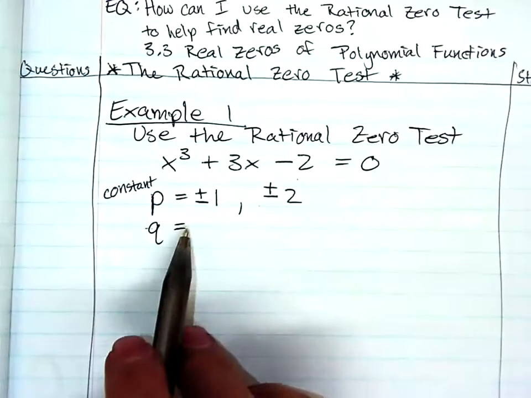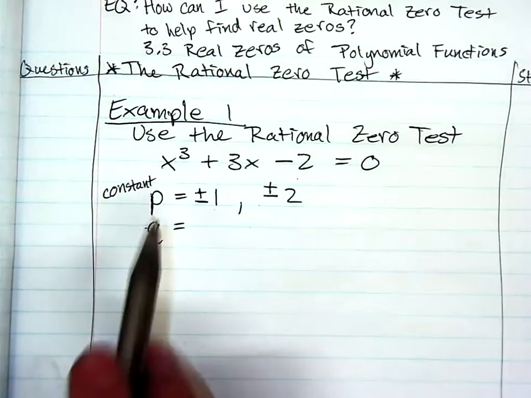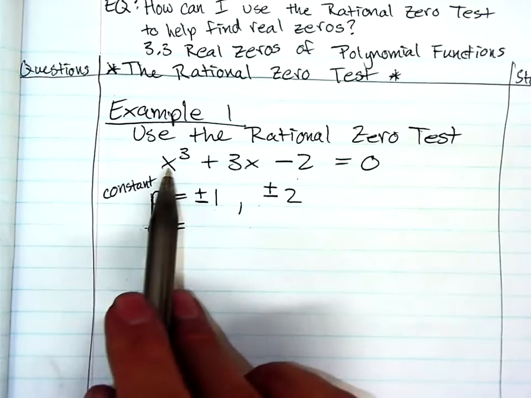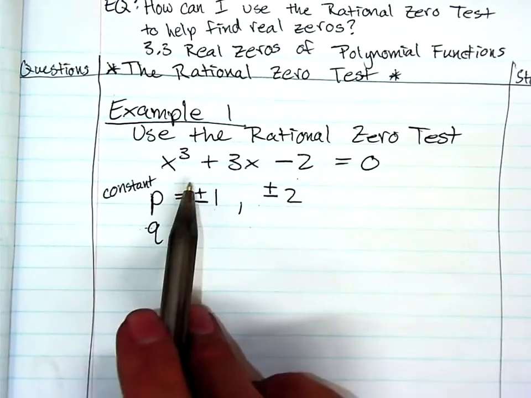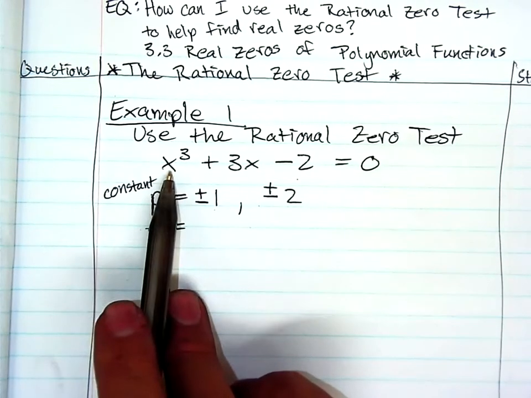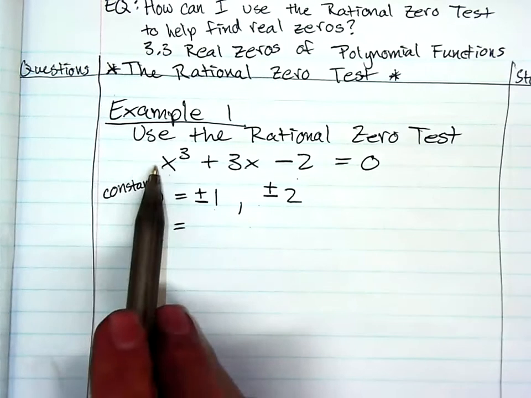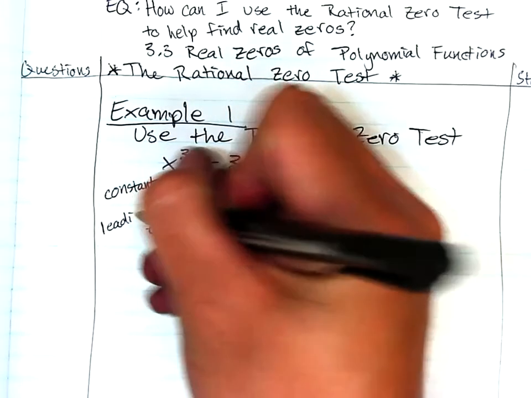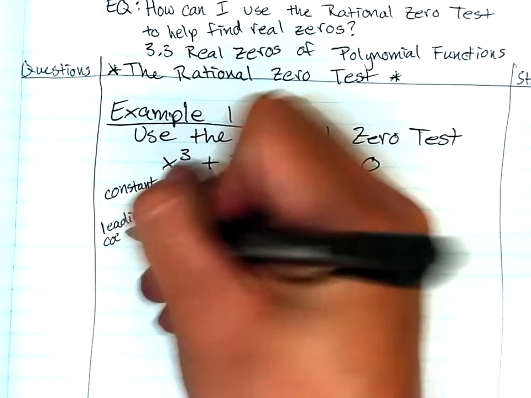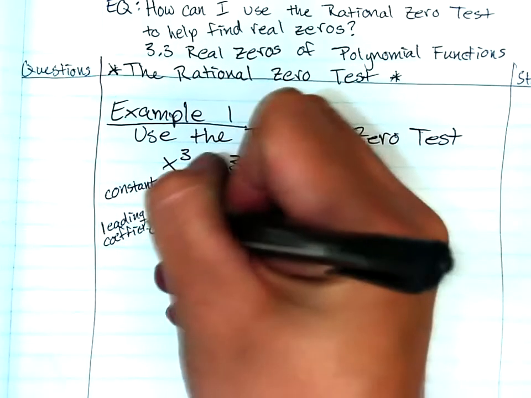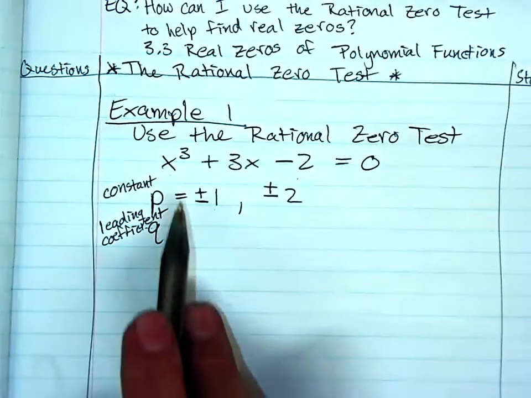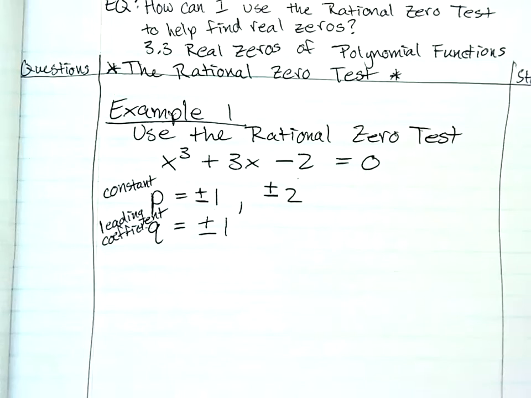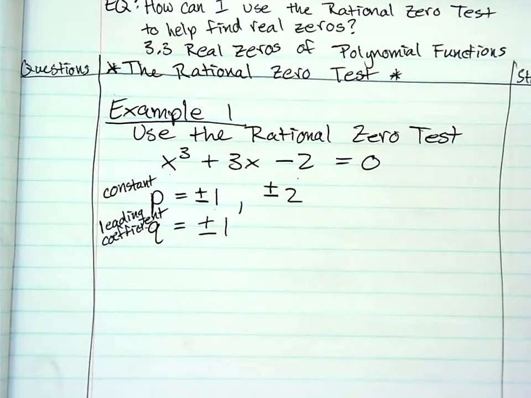And then Q is going to consist of all of the factors of the leading coefficient. In other words, the coefficient of the highest degree term in your entire polynomial. In this case, we have x cubed and the number in front of it, 1. So, leading coefficient. And because our leading coefficient is just 1, the only factor that we have is plus or minus 1. Okay?